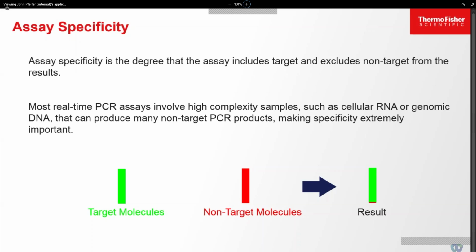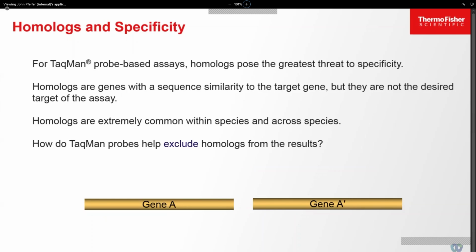And in the final result, what we want is if there's any contribution to that result by non-target, we would want it to be mathematically insignificant, at least for gene expression, realizing that there are some applications where you can't tolerate any non-target contribution to the results. But at least in things like gene expression, microRNA, we might be able to tolerate a little bit. So when thinking about specificity, it might be a good idea to think about what is our greatest threat to specificity, because if we can handle that threat, lesser threats are easier.